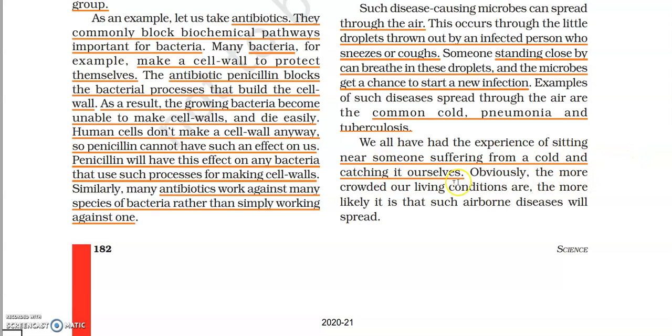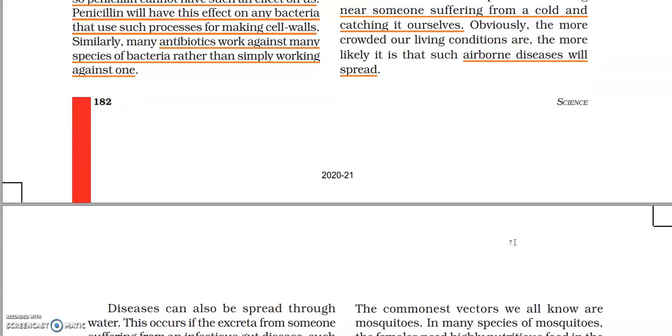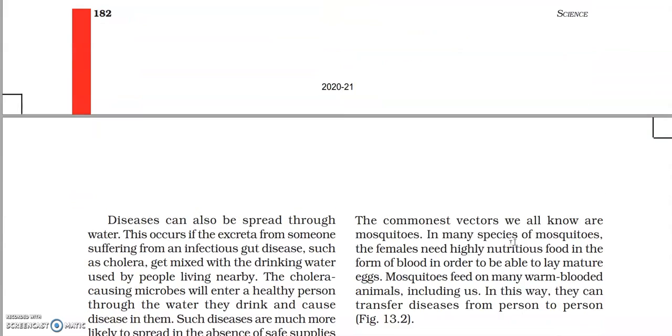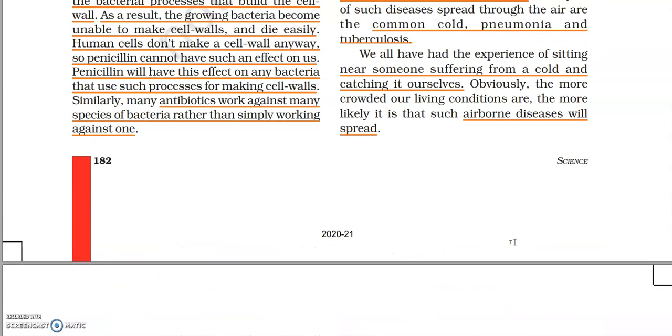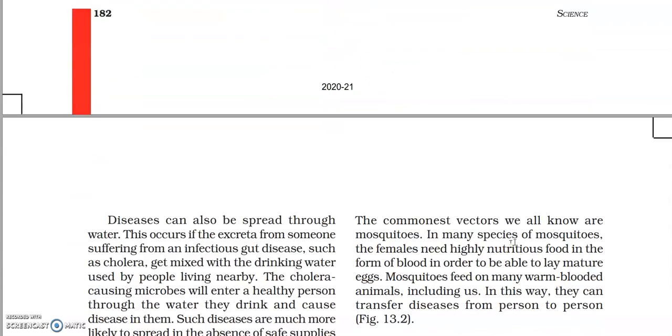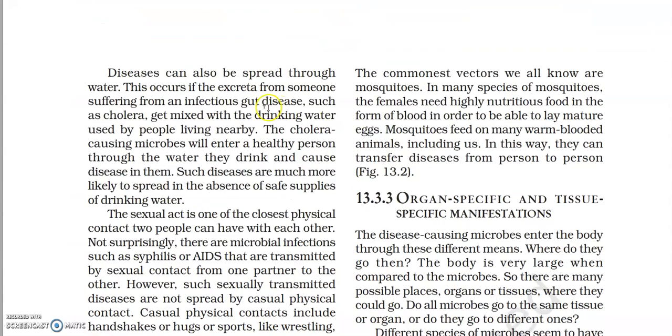Obviously, the more crowded our living conditions are, the more likely it is that such airborne disease will spread. So how does this airborne disease spread? Because if the living condition is crowded, it means the living space is small and there are more people living in a small space, right? So airborne diseases can spread through air, via droplets.